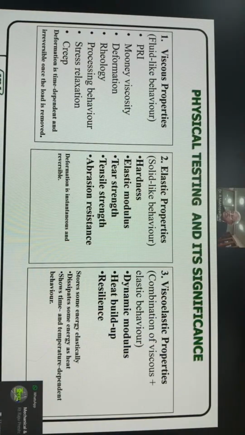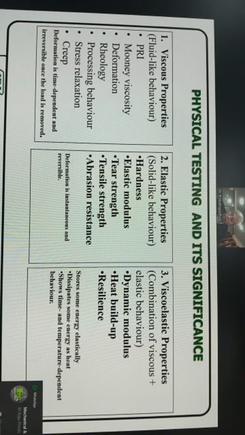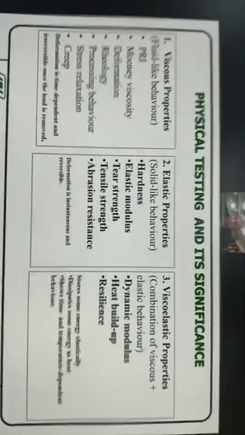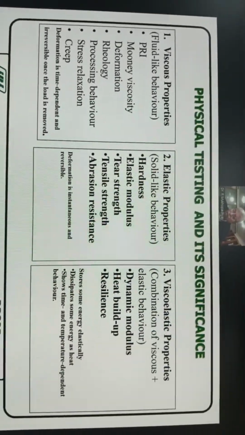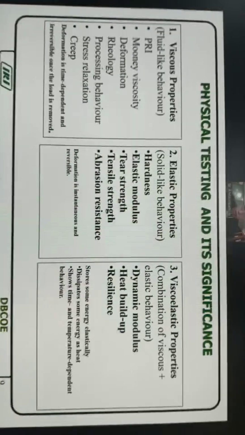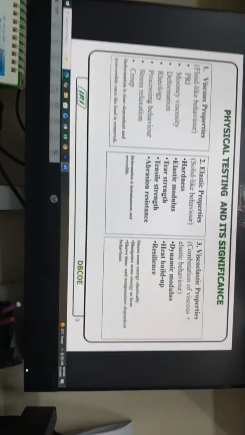Once this fluid is gone, the viscoelastic property is the combination of the viscous and elastic properties: dynamic modulus, heat buildup, resilience. That means whenever you put in certain energy, some energy is dissipated, so there is a time and temperature dependent behavior. So when you are measuring the properties, we have to look into that to set a certain specification, to maintain this D by E ratio.